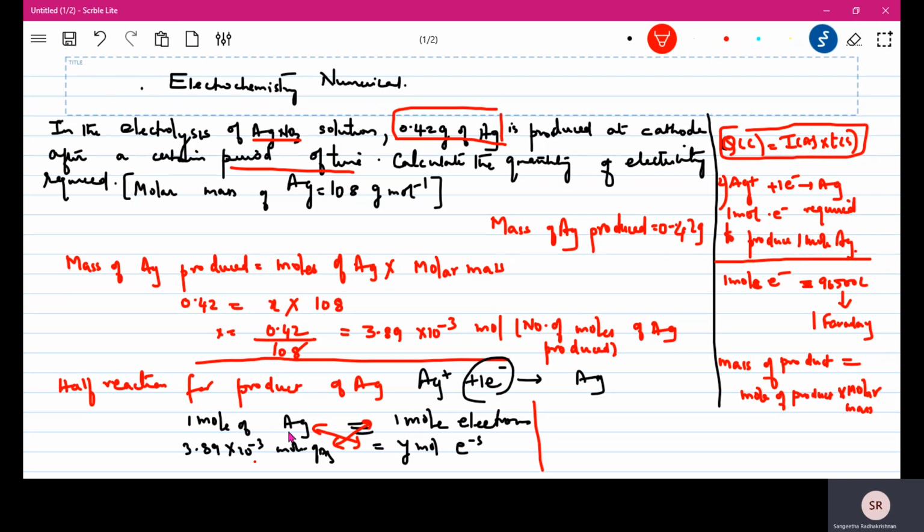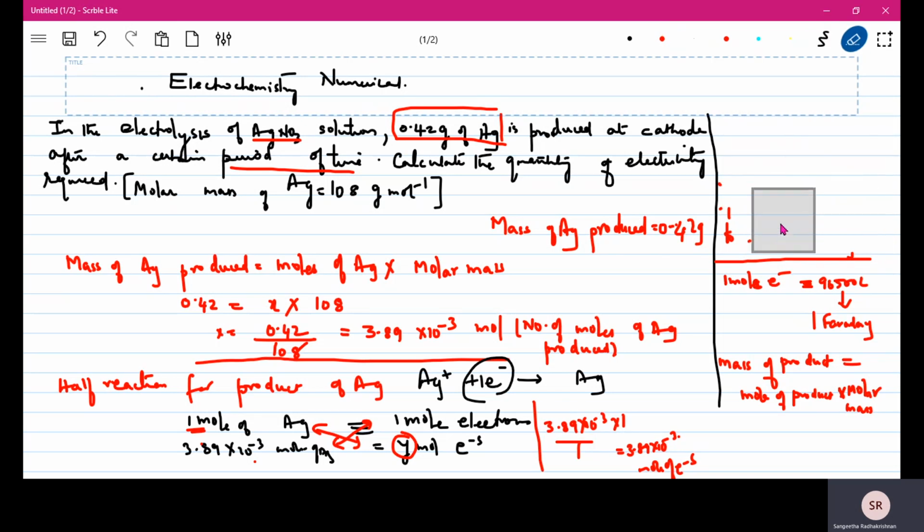You will cross multiply this way, and whatever is in front of this variable, if it is y or if it is x, that number will go in the denominator and the other two will go in the numerator. So you're going to get 3.89 into 10 raised to minus 3 into 1, which is equal to 3.89 into 10 raised to minus 3 mole of electrons. Now what you got is moles of electrons.